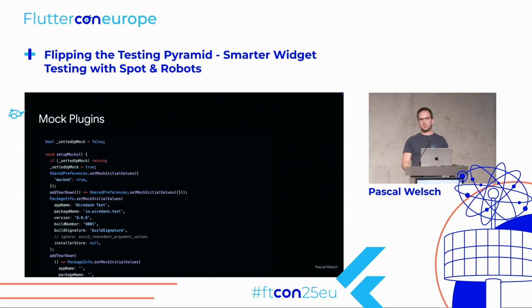If you write your full app widget test, you have to mock a lot of things, especially when it comes to plugins. I recommend a setupMock method where you, first of all, mock, for example, the shared preferences, and in the next step, add a tearDown so that after the test, the shared preferences are actually reset, and we don't have any leftovers for the next test.